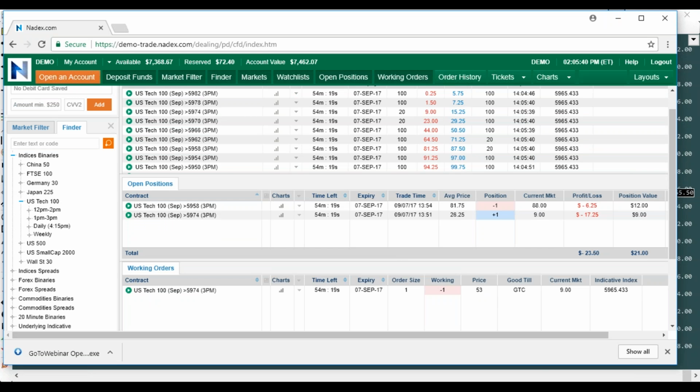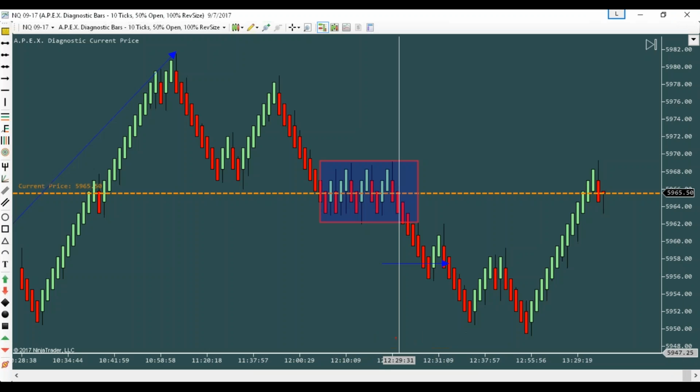So what did I just do there? I placed a take profit order. That makes sense? Right? You see that? So I bought it. So I've got my trade set up.